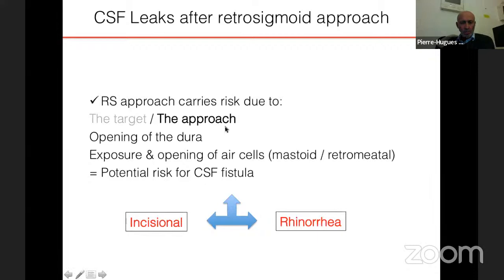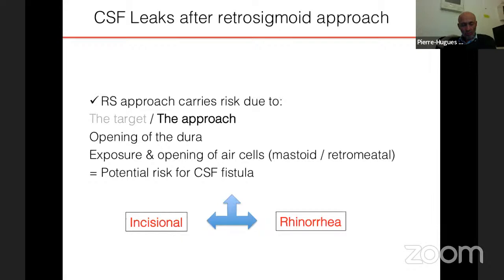We are addressing the issue not of the target but of the approach. And when exposing the disease through the retrosigmoid, it means that you will have to open the bone, of course, to open the dura, and probably to drill some part of the mastoid, and in some cases, probably much more for acoustic schwannomas than for meningiomas, we will have to drill the meatus, and in this place there are some air cells that can be exposed. So this exposure of the dura, of the cisterna, of the CSF, and of the air cells carries some risk of CSF fistula.